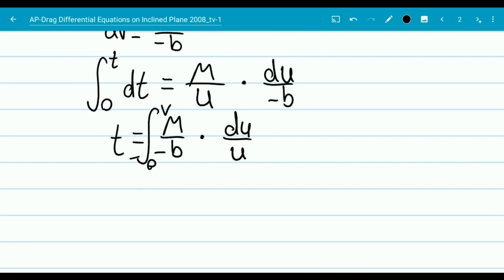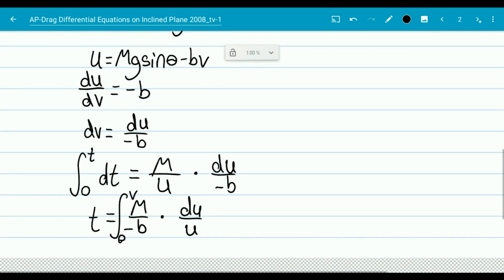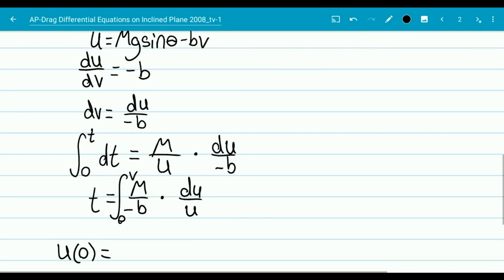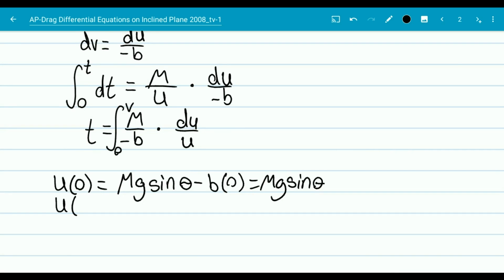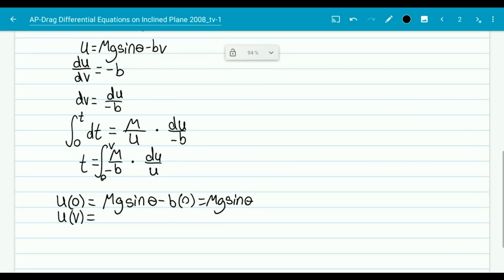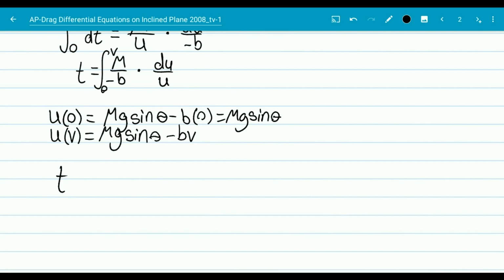Now, one thing I'm also going to do is replace our limits. So let's find u at 0. Let's go back to the equation. We said u is mg sine theta minus bv. If v equals 0, that means we simply have mg sine theta minus b times 0, so that's just going to equal mg sine of theta. And if v equals v instead of v equals 0, we simply get mg sine theta minus bv. And so let's rewrite that and say t equals the integral from mg sine theta to mg sine theta minus bv of, and actually, let's do another step.